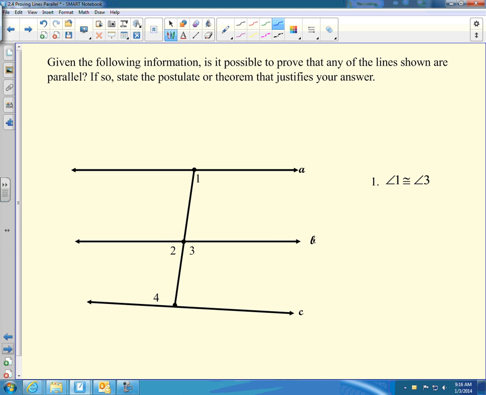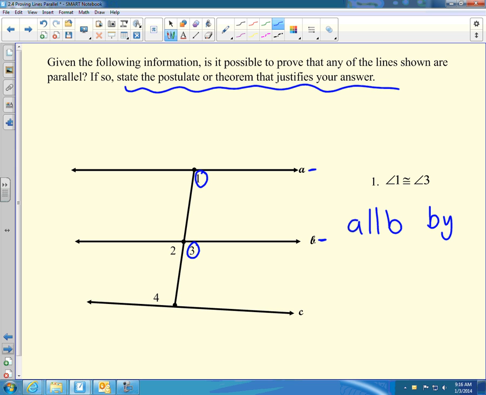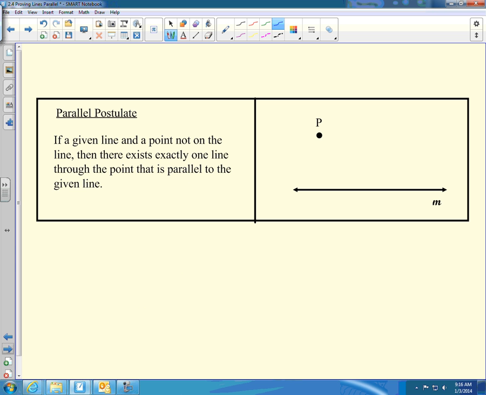It says, given the following information, is it possible to prove that any of the lines shown are parallel? If so, state the postulate or theorem that justifies your answer. Angle 1 and angle 3. Those two angles I know are corresponding angles. And if those two are congruent, we can say A is parallel to B. But don't forget to state the postulate or theorem that justifies. Well, we only know one, and it's by corresponding angles postulate. So really, it's just knowing about our angle relationships.